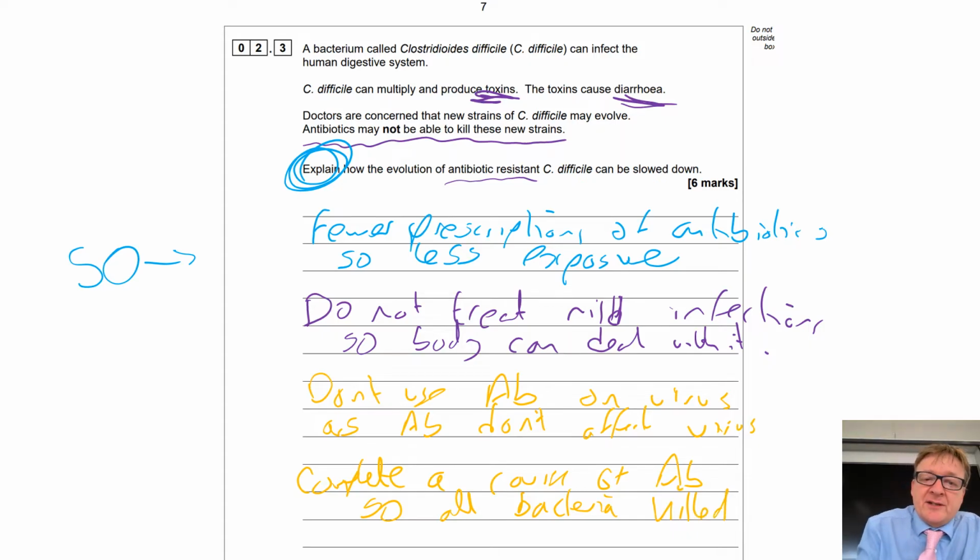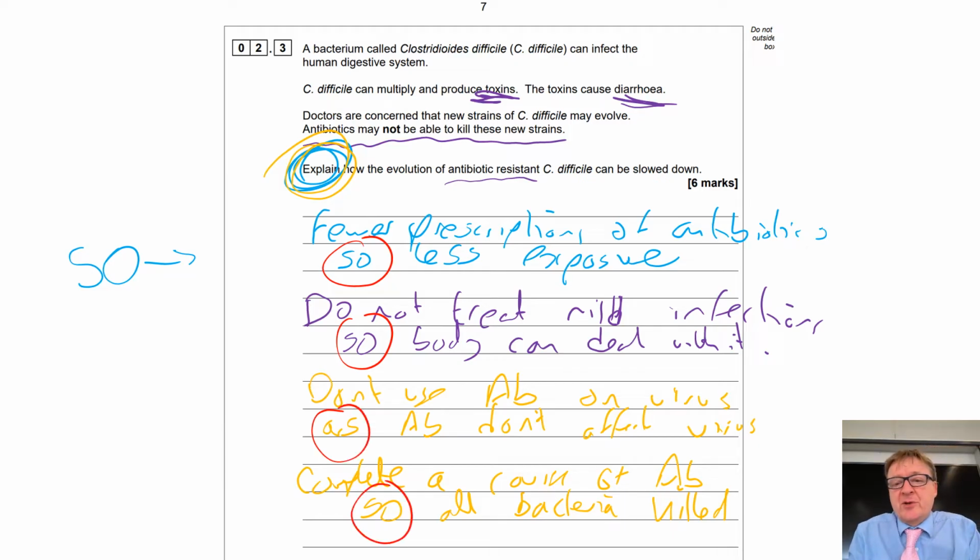But the main part of this is it's an explain question. What we're doing is we're saying so. So what it's doing, it's coming up with a fact, and then you're saying so this is then happening. And we're talking about slowing it all down.